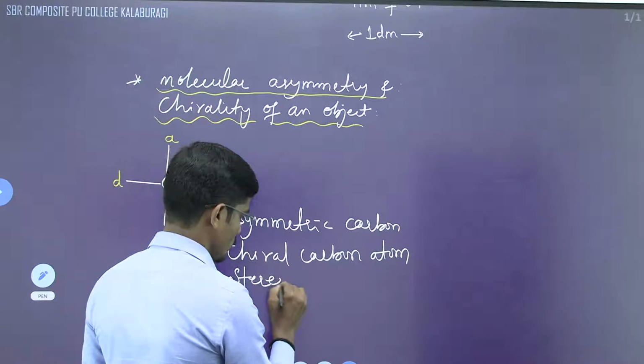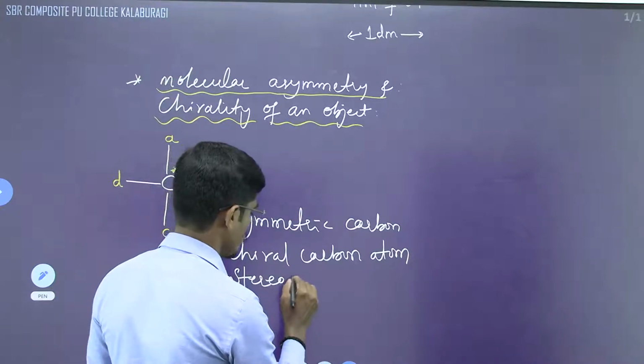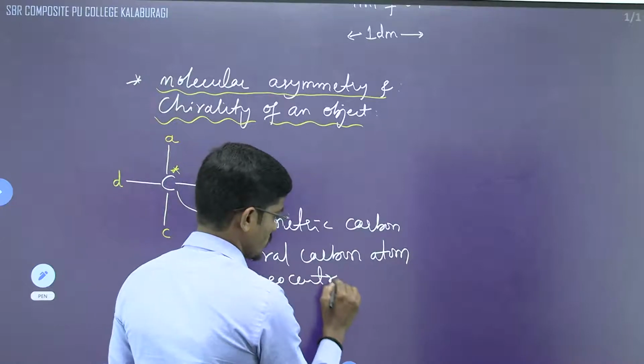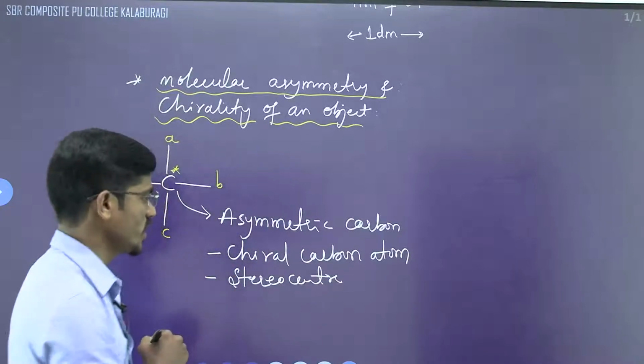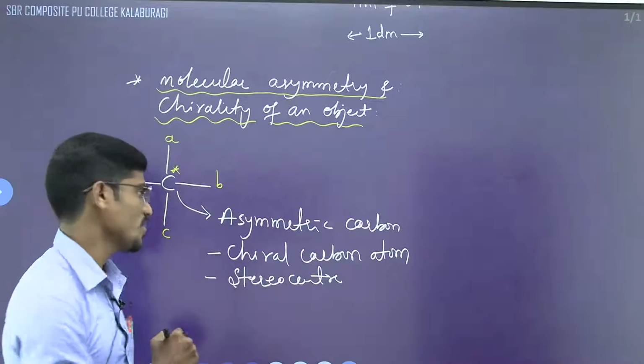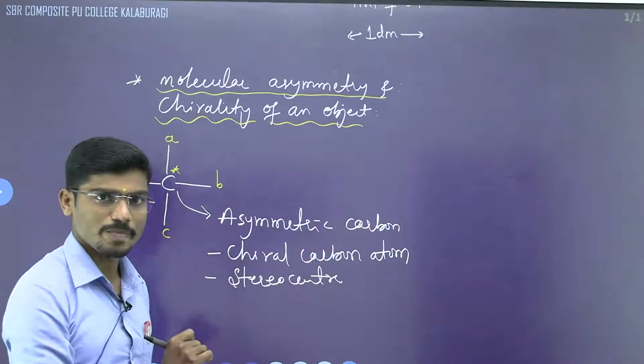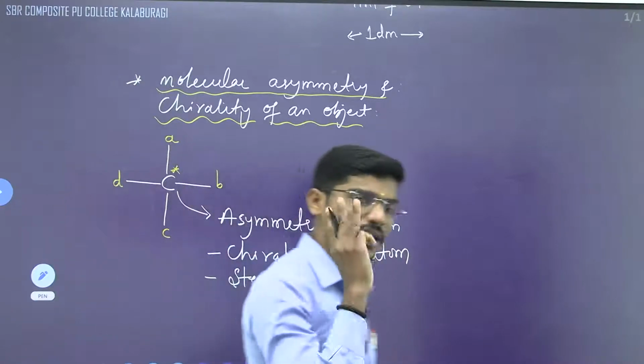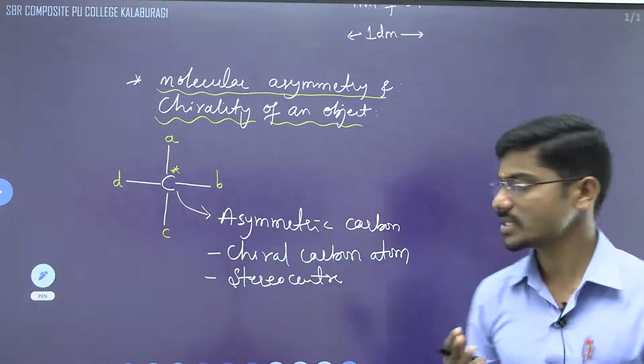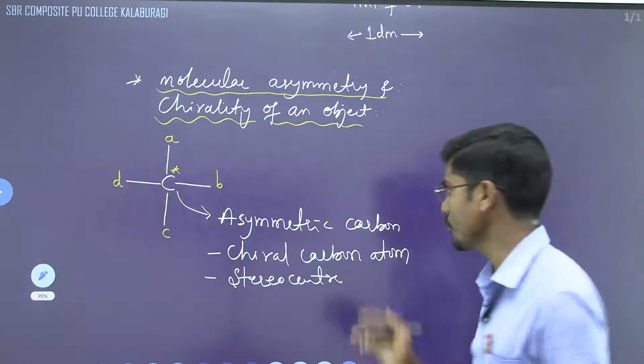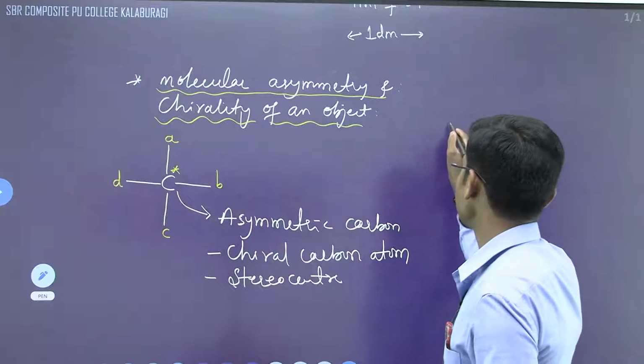or stereocenter, stereogenic center. Asymmetric carbon atom: the carbon to which 4 different groups are attached is said to be an asymmetric carbon atom. For example, you can take an example.